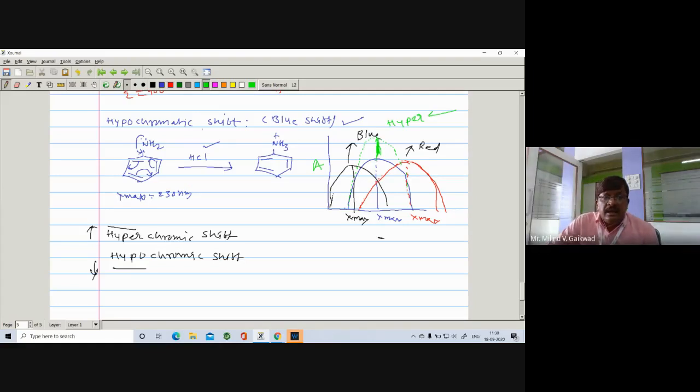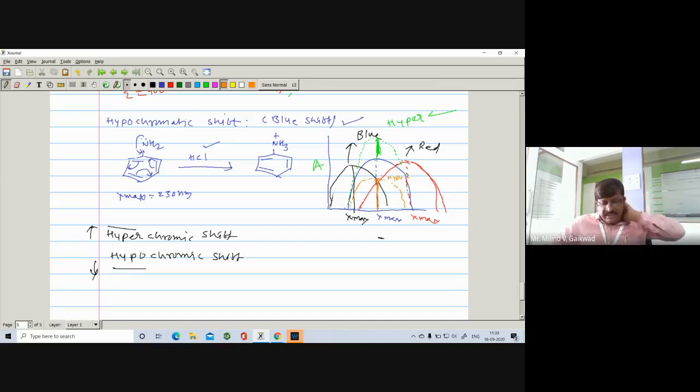And in the hypo, there is a decrease in the intensity. Here the intensity decreases. This is called hypo. I have shown all these shifts in one diagram.